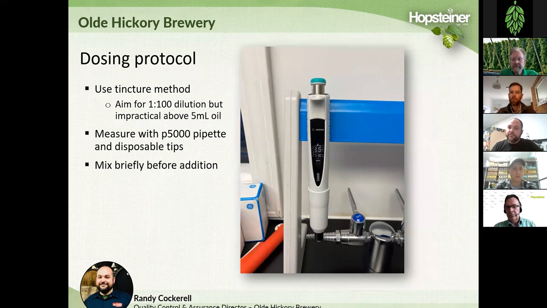So typically I achieve about a 1 to 100 dilution, but when we have brewed 40 barrel batches, I have not increased that ethanol to 1 liter to maintain the 1 to 100, because grain alcohol is expensive. We were just going to see if we could achieve similar results. The solution is somewhat stable at that, but since it stays in the bottle for such a brief period of time before it's introduced into the beer, I haven't noticed any issues with that.